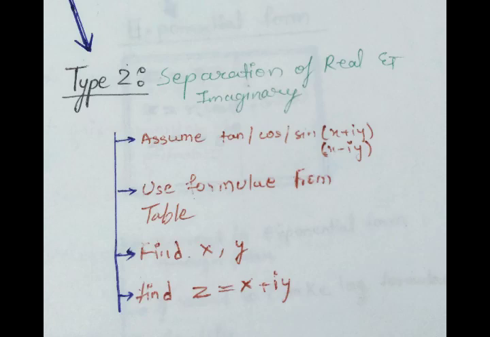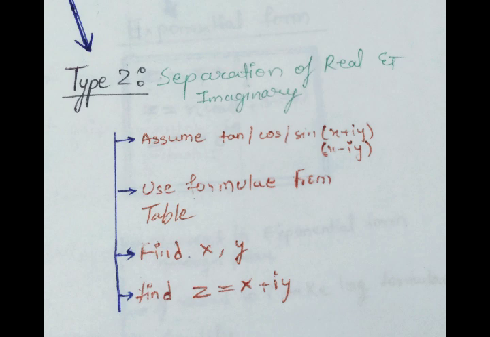Moving on to the next type of inverse hyperbolic functions, which include separation of real and imaginary parts. Now, this type will include four steps. The first step is to assume tan, cos, sin of x plus iy, sin of x minus iy, these types of sums. Now, using the formula.